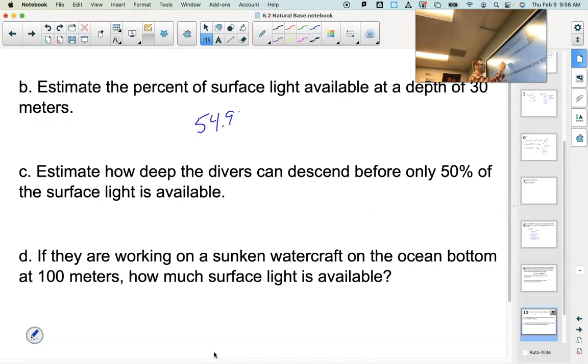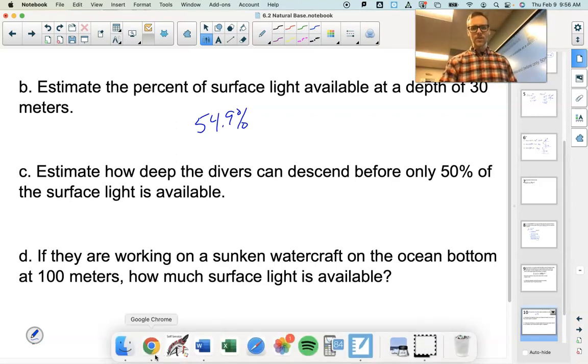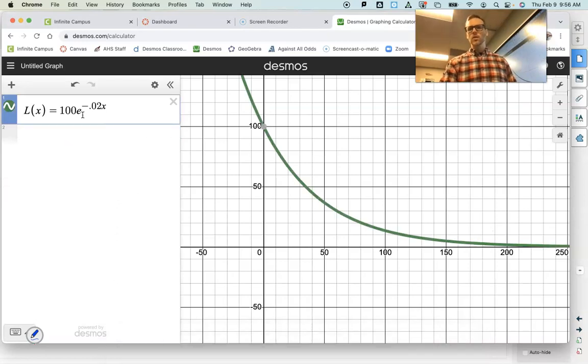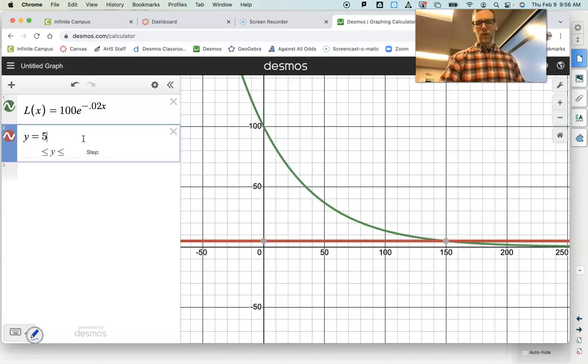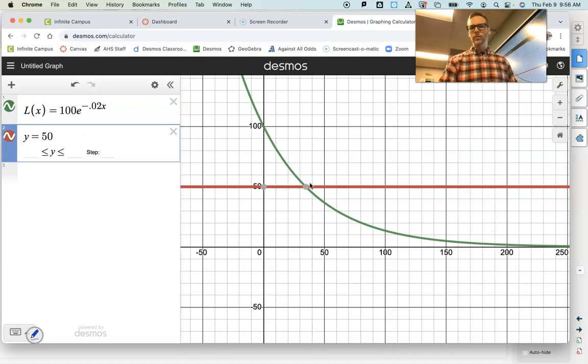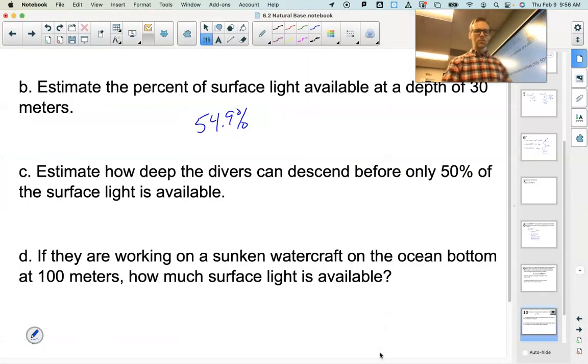Estimate how deep the divers can descend before only 50% of the surface light is available. Well, at 30 meters, there's 54.9%, so I'd expect this answer to be deeper than 30 meters. Now, how would we figure this out? We have to solve where this equation is equal to 50. We don't quite have the tools to do that; it's going to require logarithms. That's why I put the word estimate there. So I'm just going to graph y equals 50 and figure out where my curve crosses that 50% threshold, about 34.7 meters.